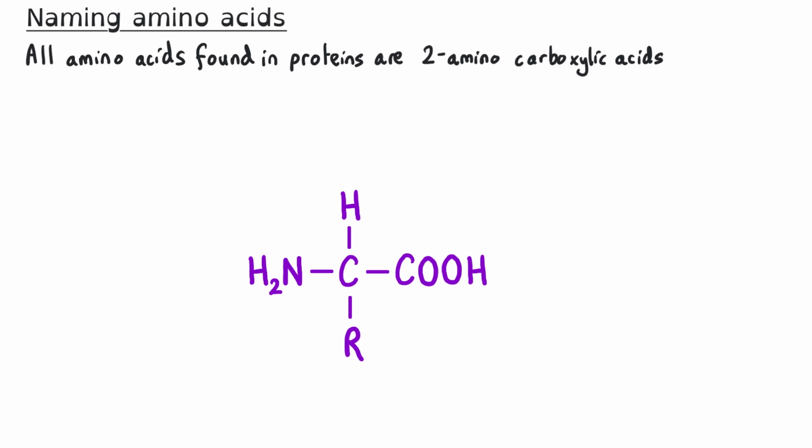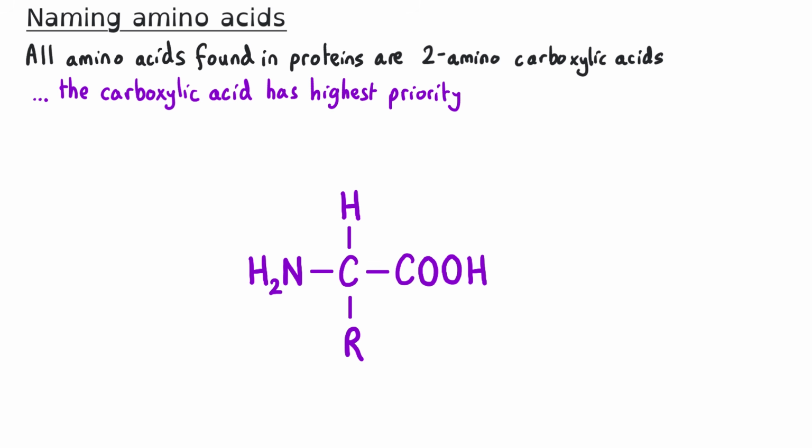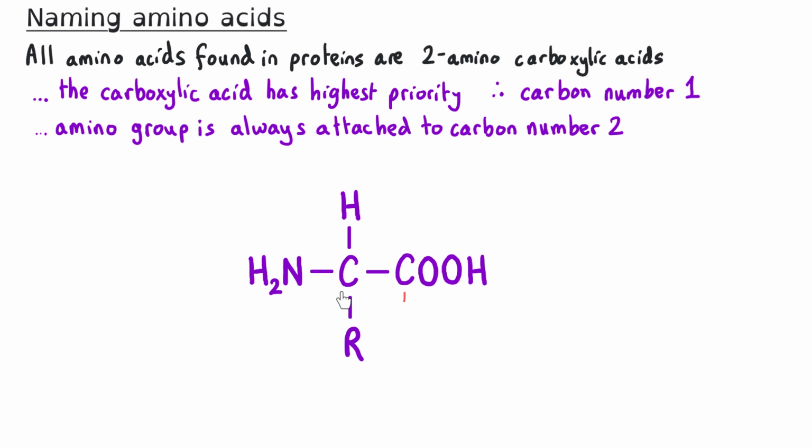All amino acids found in proteins are 2-amino carboxylic acids. And this is because the carboxylic acid group has the highest priority, and so the carbon atom it contains is given the number 1. And the amino group is therefore always attached to the second carbon in the chain, carbon number 2.